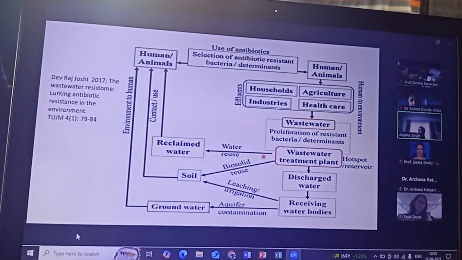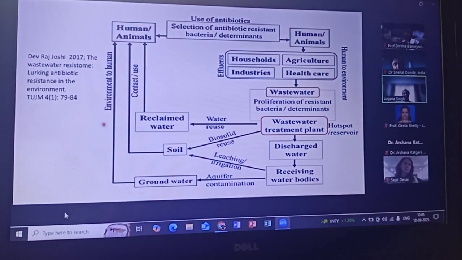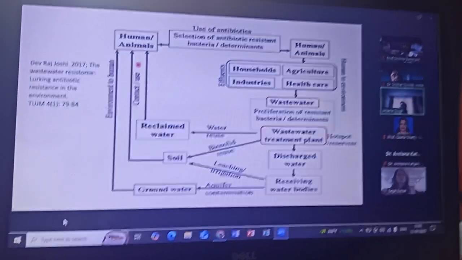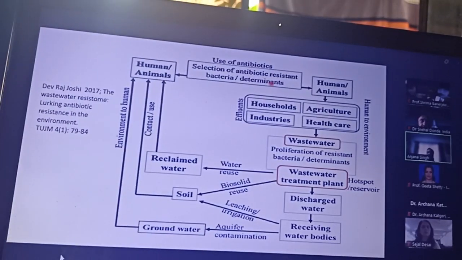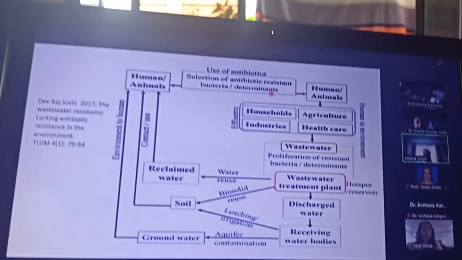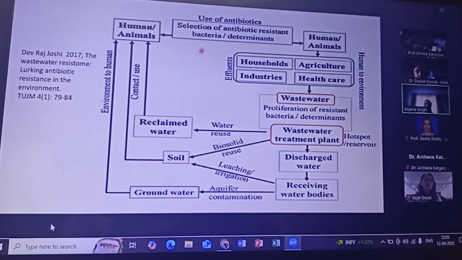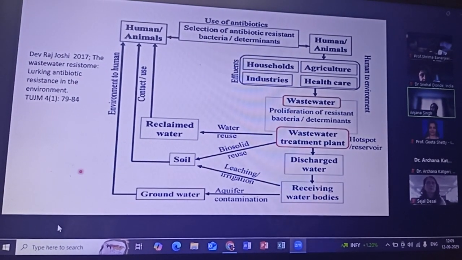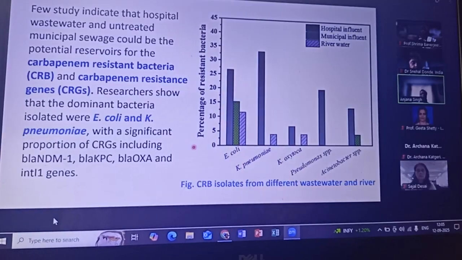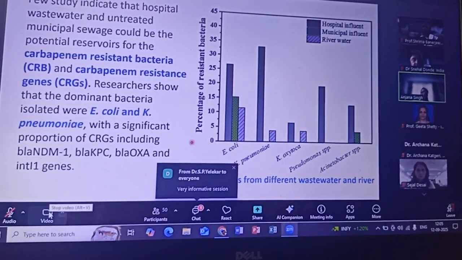And from wastewater there is water that can be reused, and there are biosolids that can be reused. However, this ultimately goes to humans and animals through the environment and also through contact. So this is how antibiotic resistant bacteria and the genes, that is the mobile genetic elements, can also transfer within the wastewater, and we can get them again back to humans and animals. There have been a few studies done with the wastewater, with treated municipal sewage water as well as untreated water also.